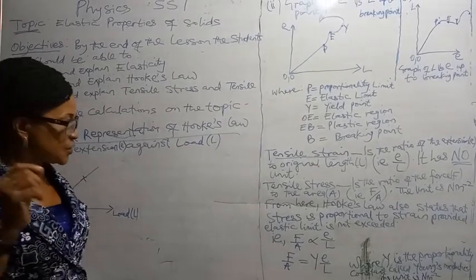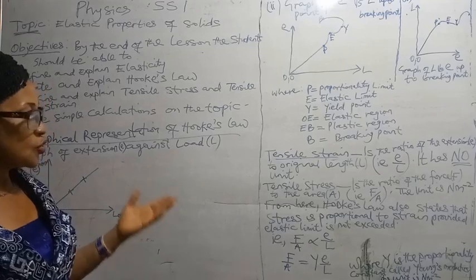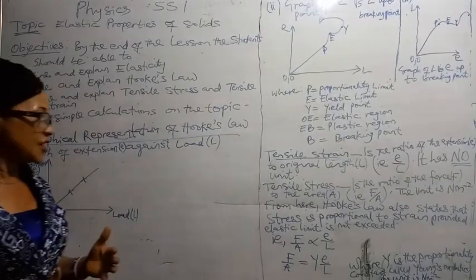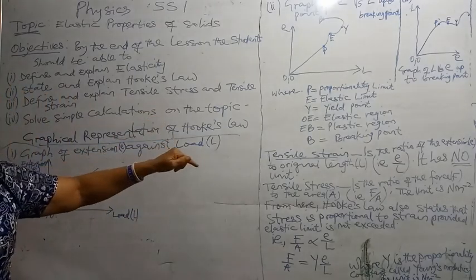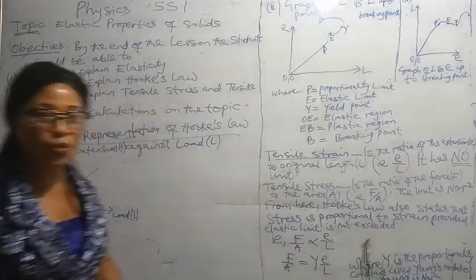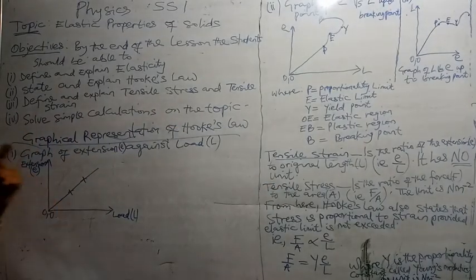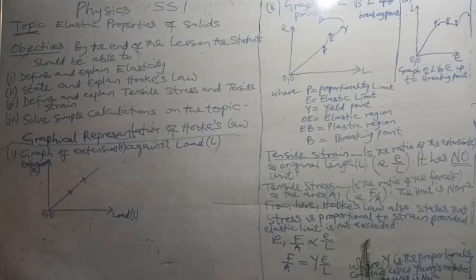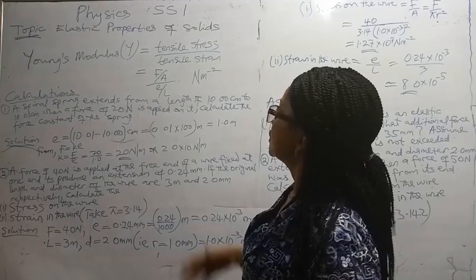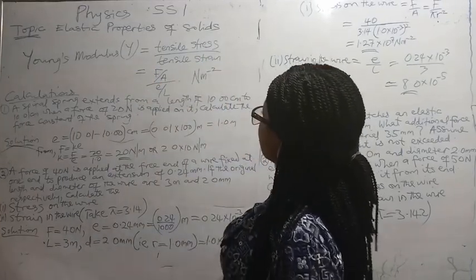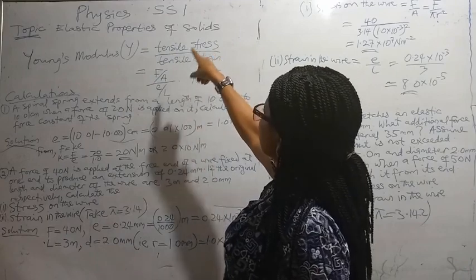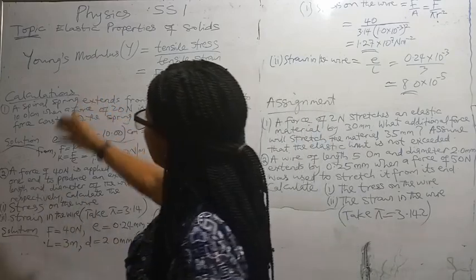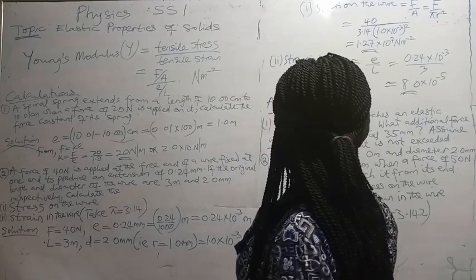Let me stress this point. If you are asked to define tensile stress, and you define it without that word tensile, you will not score anything. We don't say stress against strain. Tensile is very important. It's a key word there. So the Young modulus, as we have discussed, is given by tensile stress over tensile strain. That's the mathematical formula.